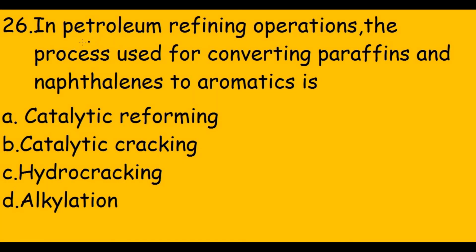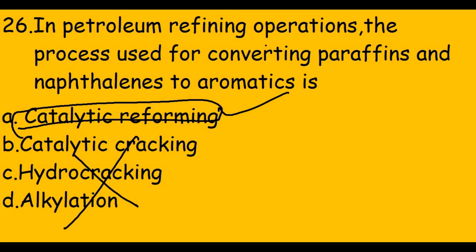So this question asks, in petroleum refining operations, the process used for converting paraffins and naphthalene to aromatics is catalytic reforming. These are all false. So the process of converting paraffins and naphthalenes to aromatics is catalytic reforming.